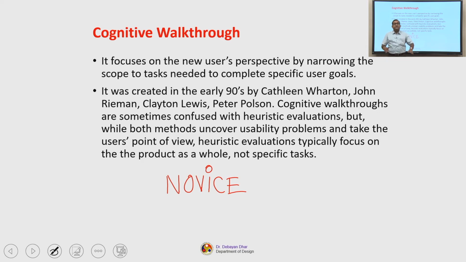Cognitive walkthroughs are sometimes confused with heuristic evaluation. You will end up in this kind of situation many a time, where people think that cognitive walkthroughs are synonymous with heuristic evaluations, but that is not the case. Both methods are used to uncover usability problems and take the user's point of view, but heuristic evaluations typically focus on the product as a whole and not on specific tasks. In cognitive walkthroughs or pluralistic walkthroughs, the focus is on specific tasks. The idea is that task specific usability concerns are being identified.